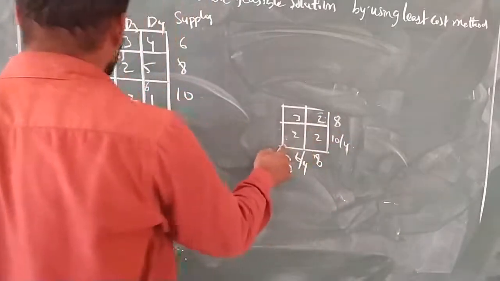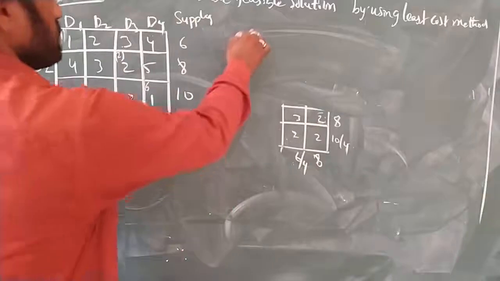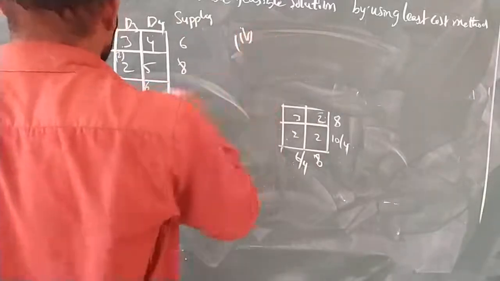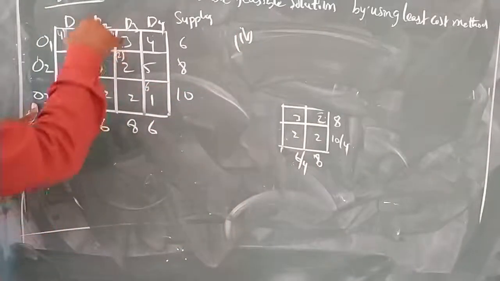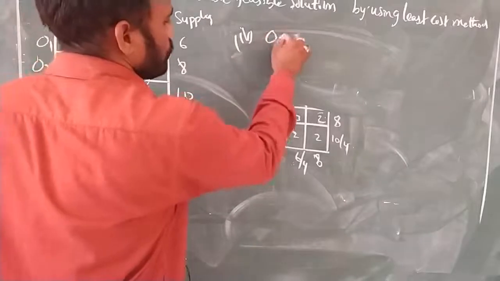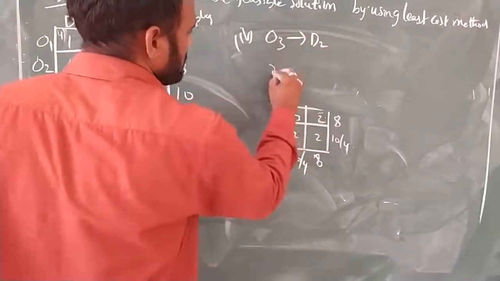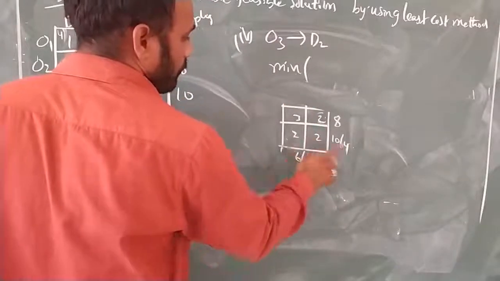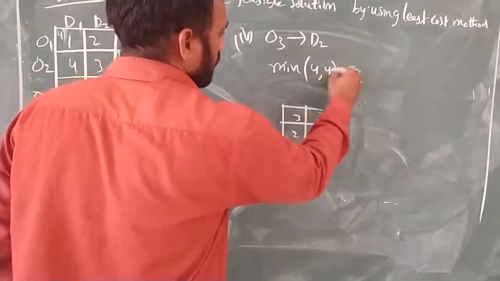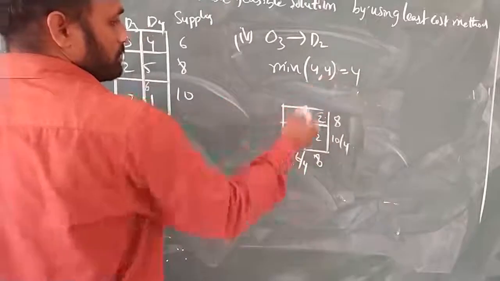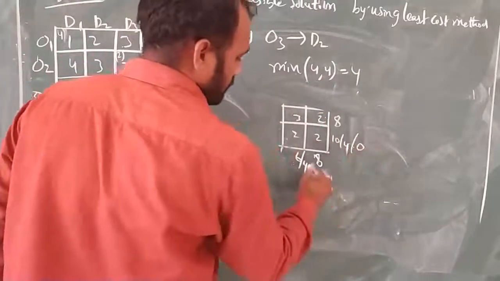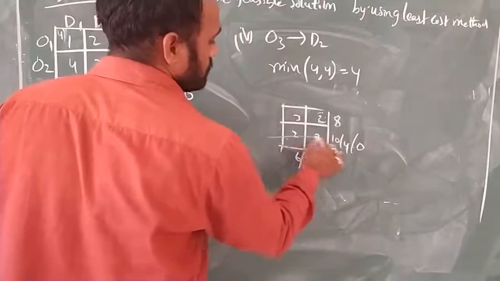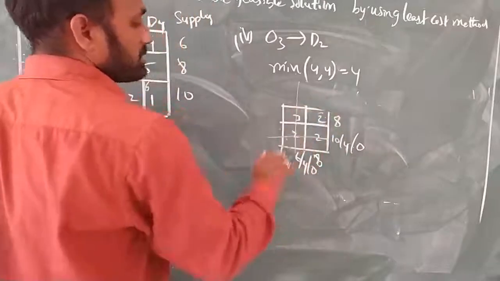So I can take this value 2. So this is there at which place? Fourth step. This 2 is there at which place? O3 and D2. O3 D2. At this place, minimum of what values here? 4 comma 4. So minimum of 4 comma 4 is 4 only. So here 4 minus 4 is 0. Here 4 minus 4 is 0.